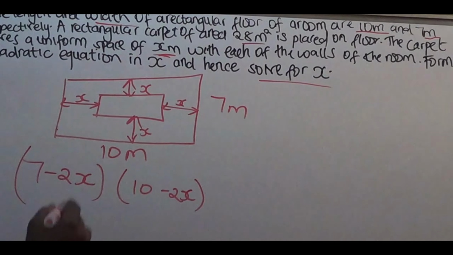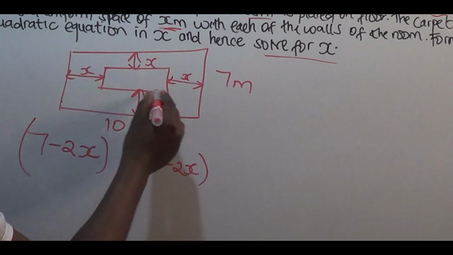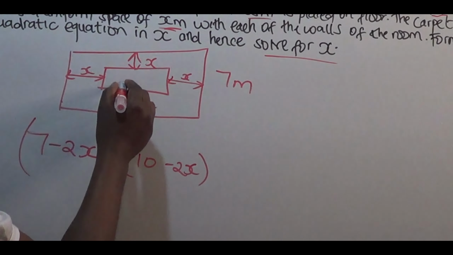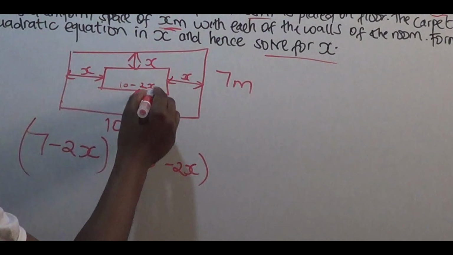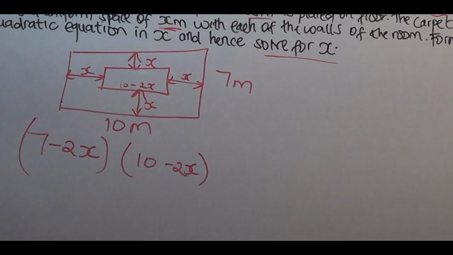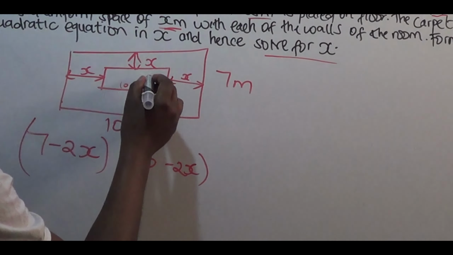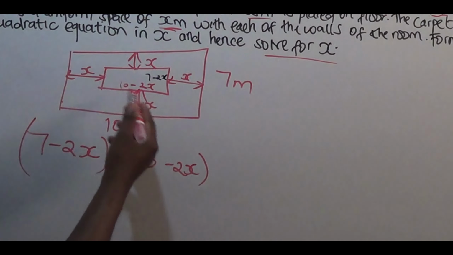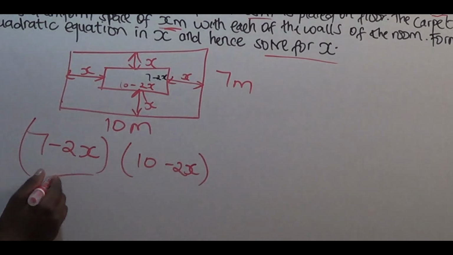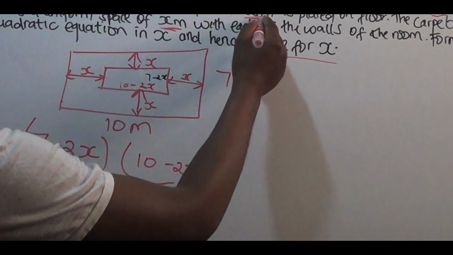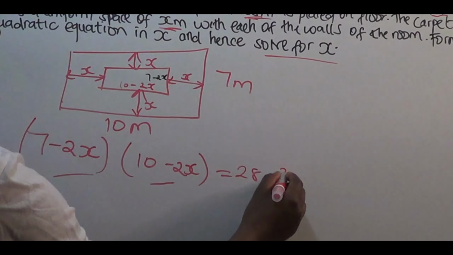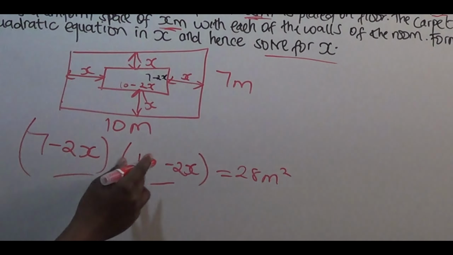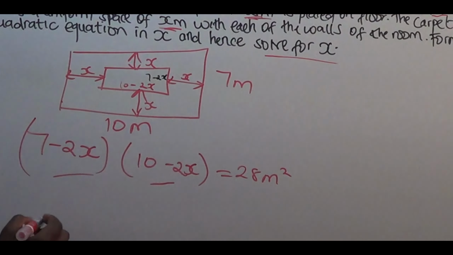So when you multiply the length from here up to here, it is now 10 minus 2x. Then this another side there, that is 7 minus 2x. So at this point, what we are going to do is to find the quadratic equation. We multiply this one times this one is equal to 28 meter square. So I multiply to form the quadratic equation.